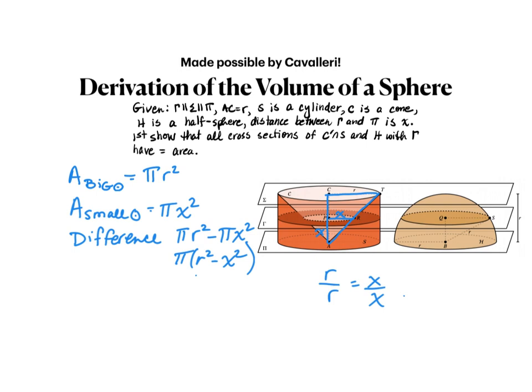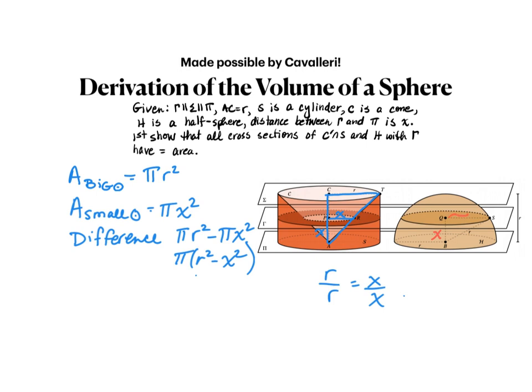Next, let's find the area of the circle that is inside the sphere. The radius of this half sphere is r, because the distance between pi and sigma is r. So I know that this distance here is r. We already decided that this distance between B and Q, the distance between gamma and pi, is x.